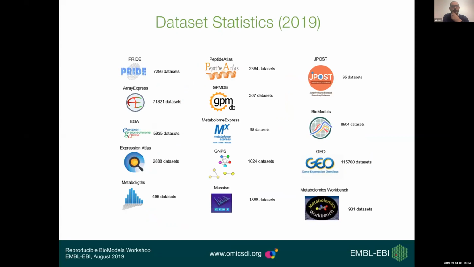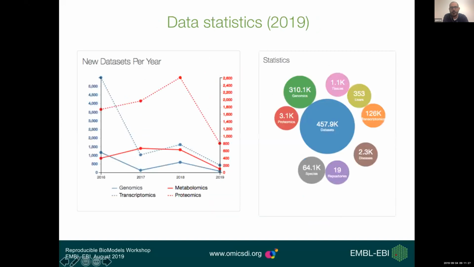We started in 2017 with around 8 partners. So far by 2019, we have the major databases in the omics fields, metabolomics, proteomics, genomics, and transcriptomics. But we also have a lot of data from the model field with all the BioModels data sets. And these are the statistics around 2019, how much data do we have.